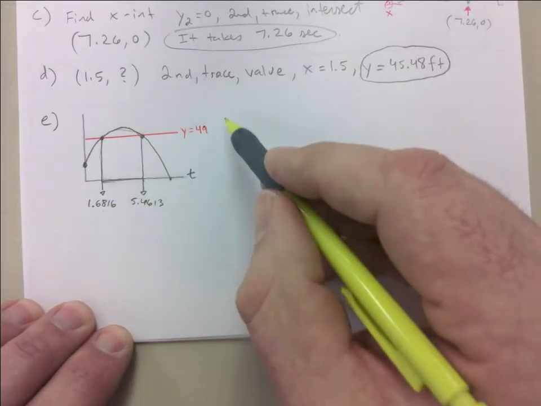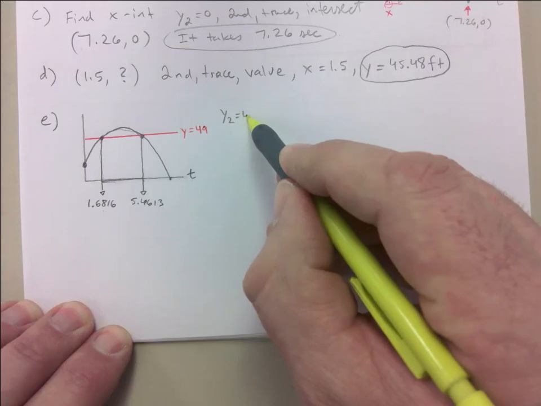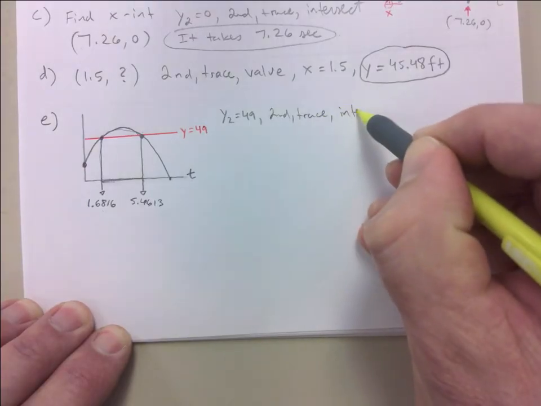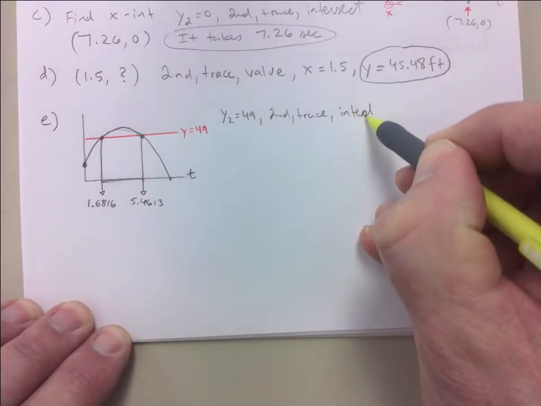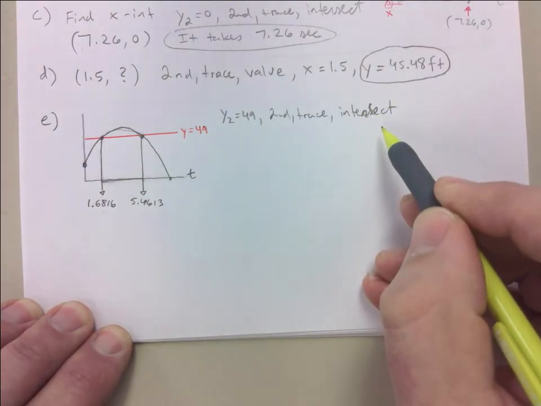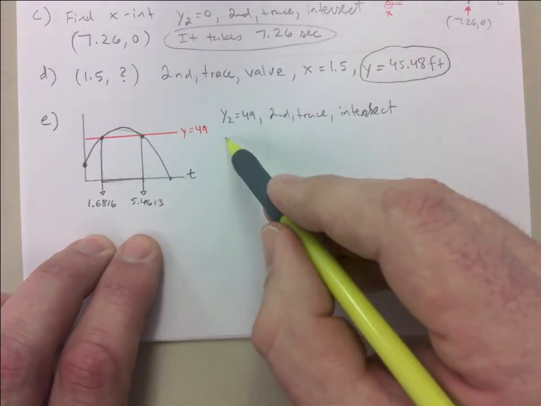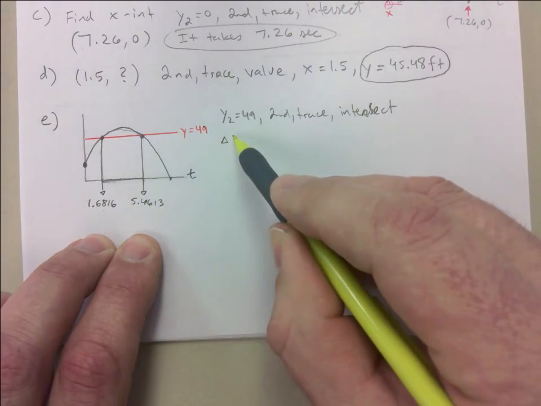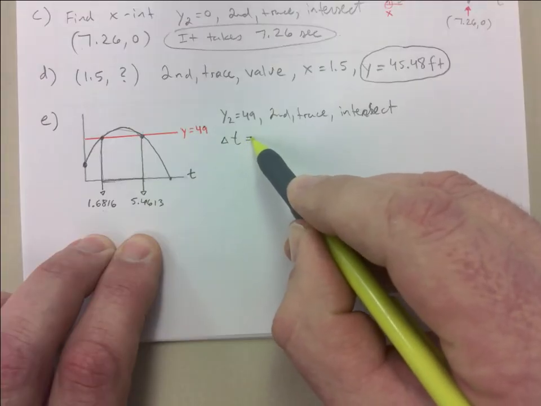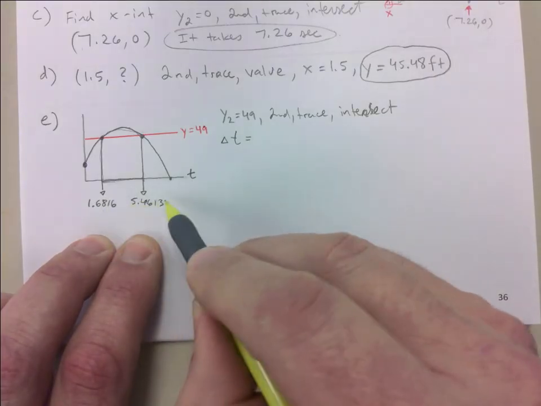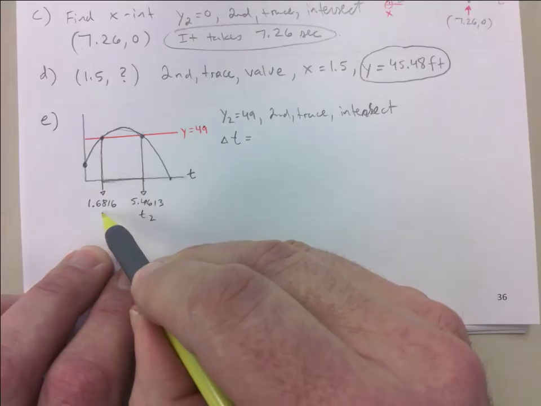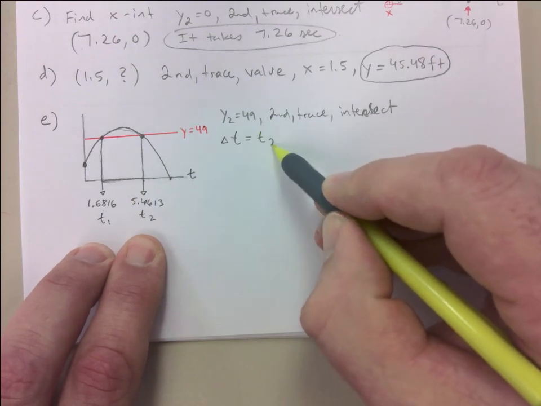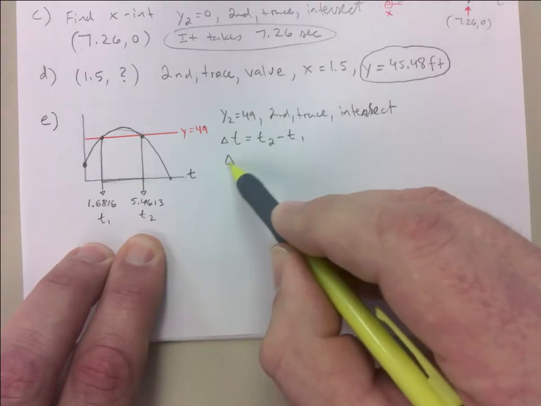So what we're going to do is, we're going to say y2 is equal to 49. We're going to go second, trace, intersect. And this is how I show my work. I just put these numbers down there. We're going to do delta t. What delta t is asking is to subtract the 2 times. So that's the difference. So this is t1, this is t2. We have 2 times there. We're going to go t2 minus t1.